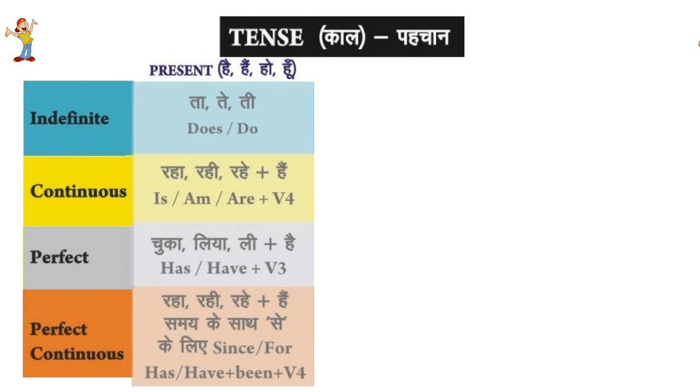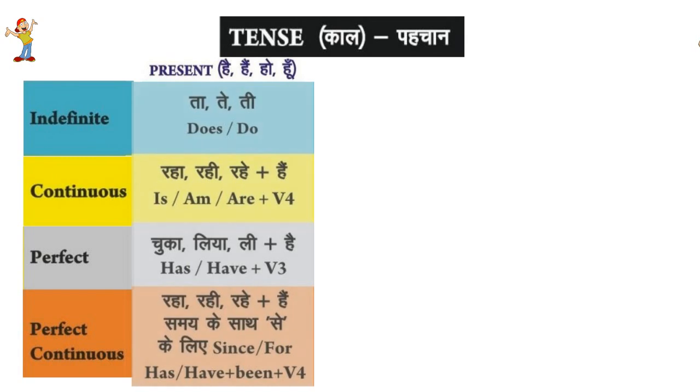And if we talk about the third one, which is present perfect tense, how do we identify it? It is chuka hai, chuke hai, chuki hai, liya hai, li hai. And the helping verbs are has and have, and the verb is always in the third form.